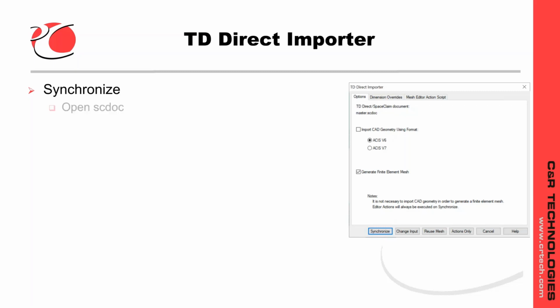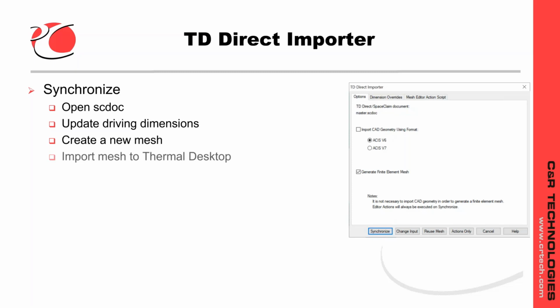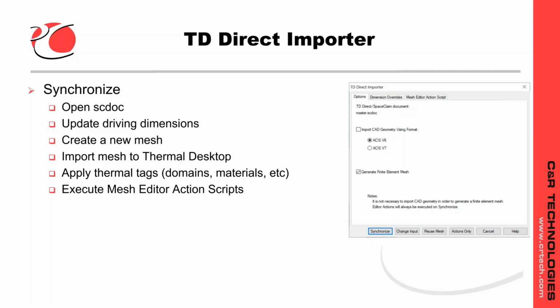When we click Synchronize in the TD Direct importer, the first thing it does is open the SC doc, opens TD Direct. And then it will update any driving dimensions that may or may not be in the TD Direct document. It will create a mesh, import that mesh to Thermal Desktop, and apply any thermal tags, such as domains, materials, and so on. Execute the mesh editor action scripts if you have any.